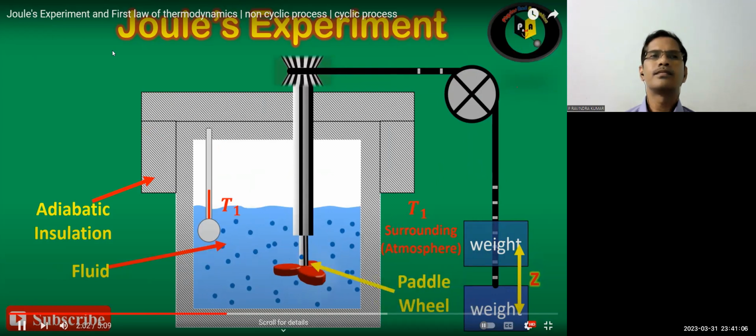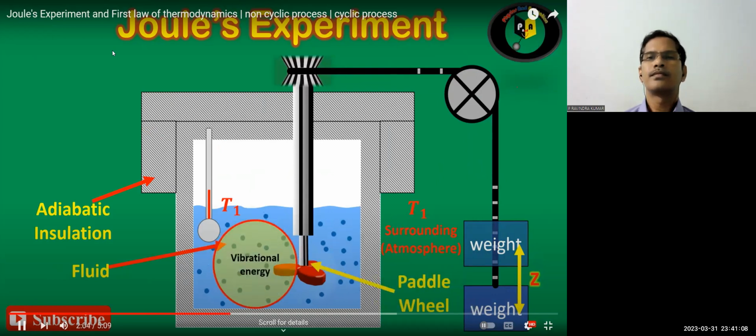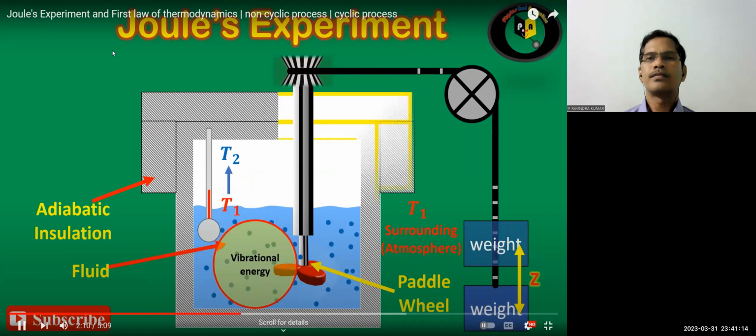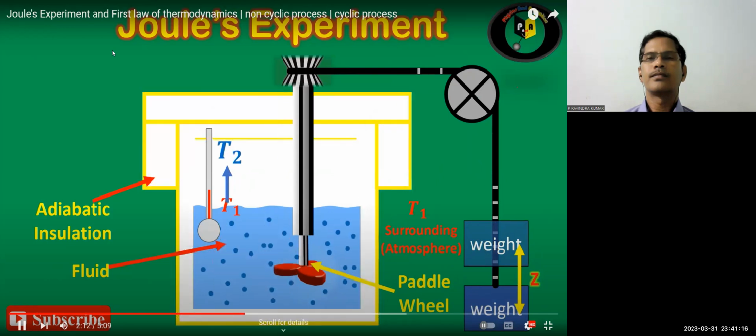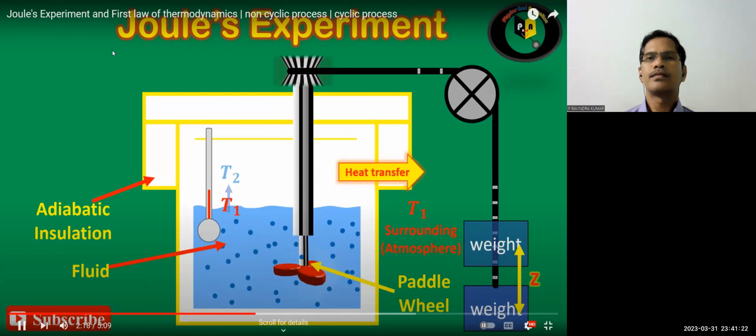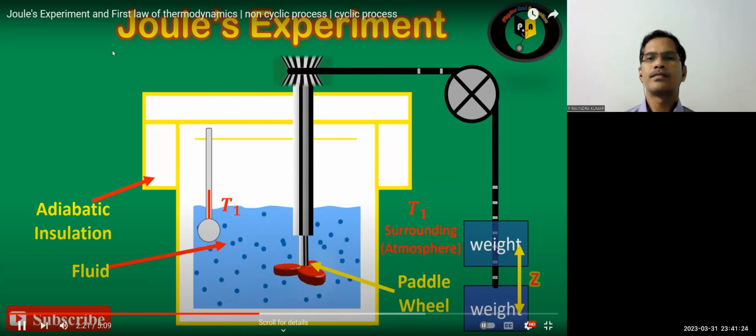The work increases the vibrational energy of the fluid, which causes a rise in temperature of the system from T1 to T2. Let the insulation now be removed. Now the system at temperature T2 and the surrounding atmosphere at temperature T1 interact by heat transfer till the system returns to the original temperature T1 by attaining the state of thermal equilibrium with the atmosphere. In this way, the system is taken through a cycle.